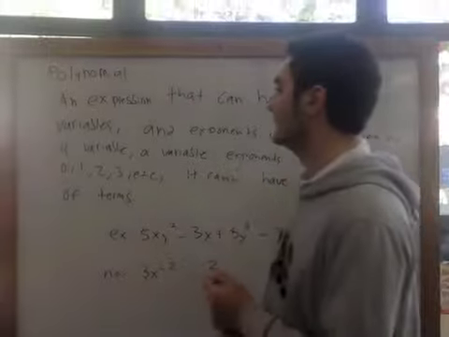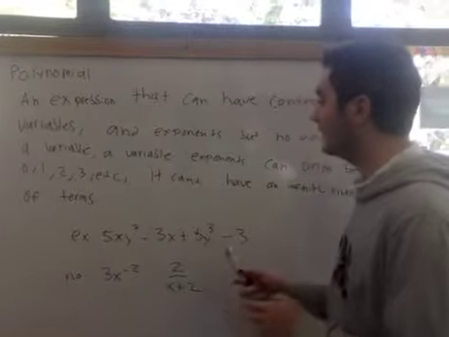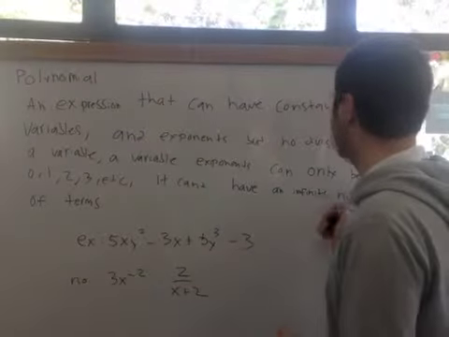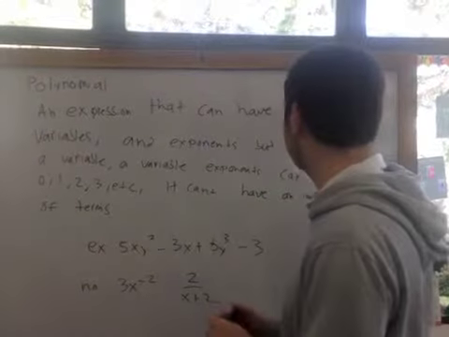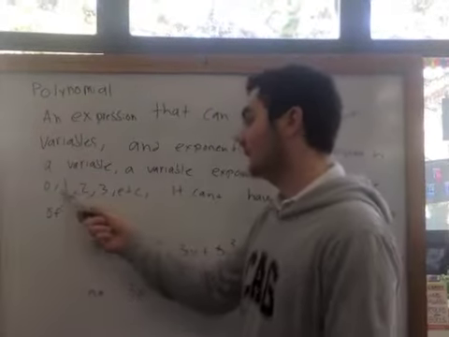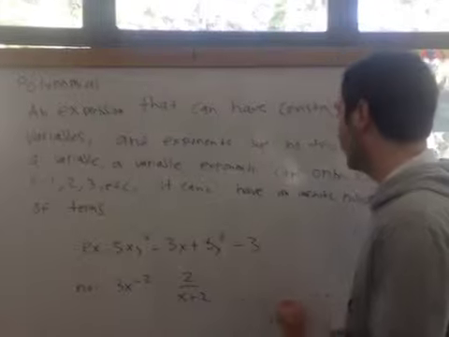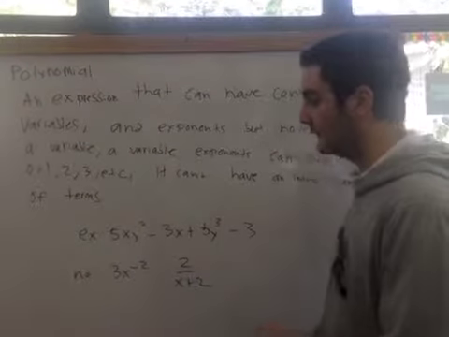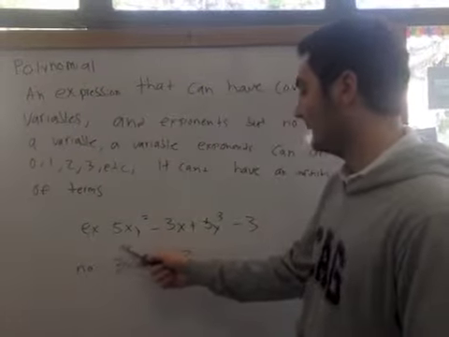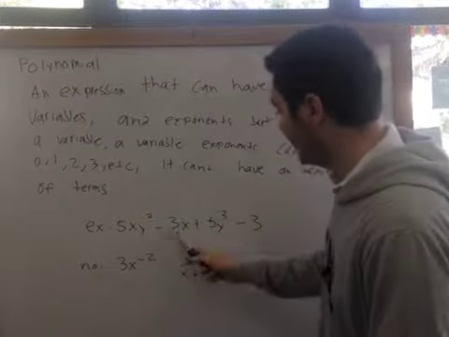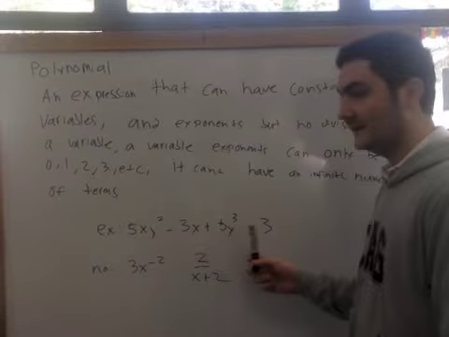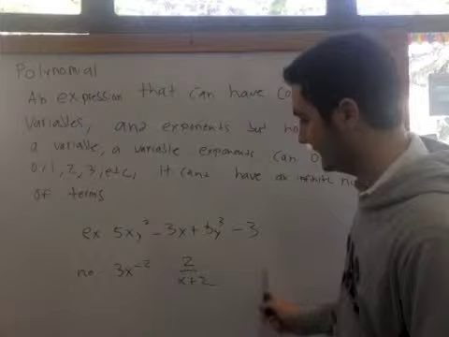A polynomial is an expression that can have constants, variables, and exponents, but no division by a variable. A variable's exponents can only be 0, 1, 2, 3, etc. It can have an infinite number of terms. An example can be 5x to the second power minus 3x plus 5x to the third power minus 3.